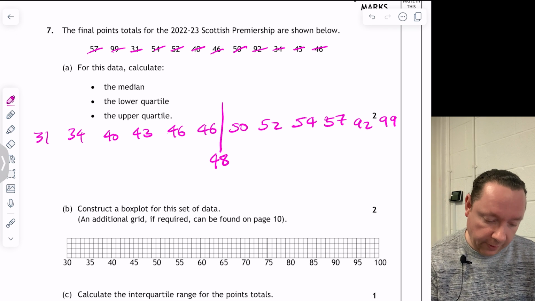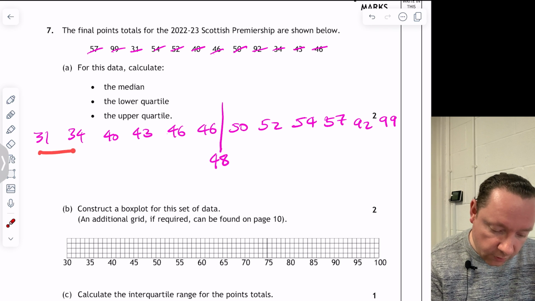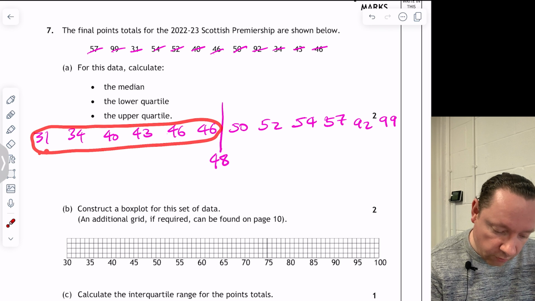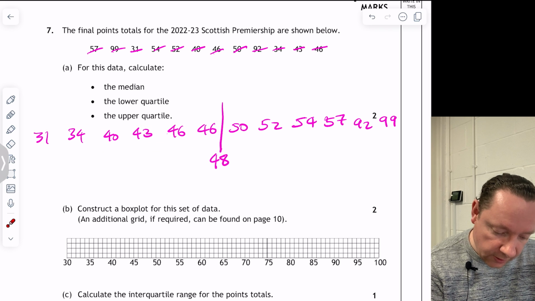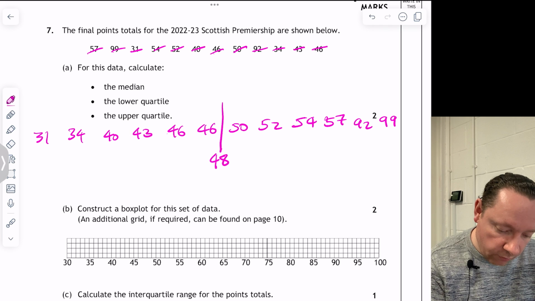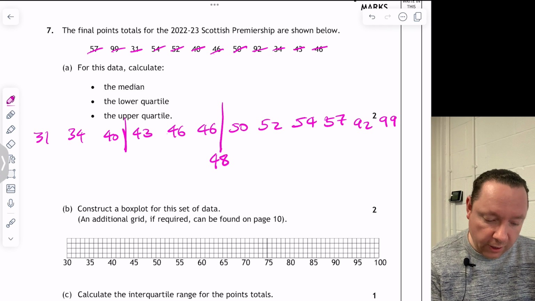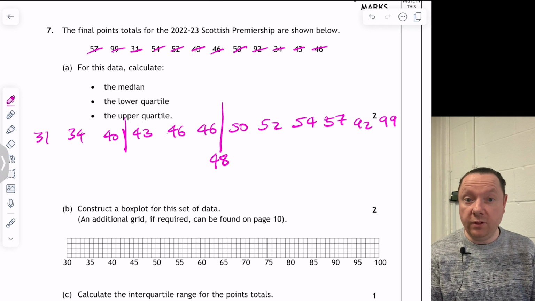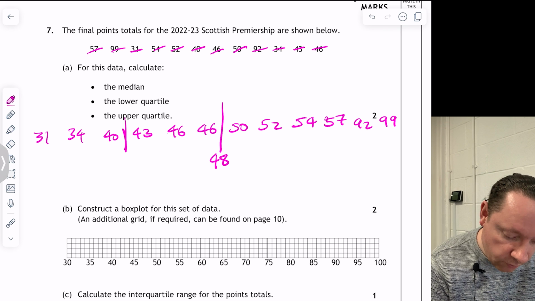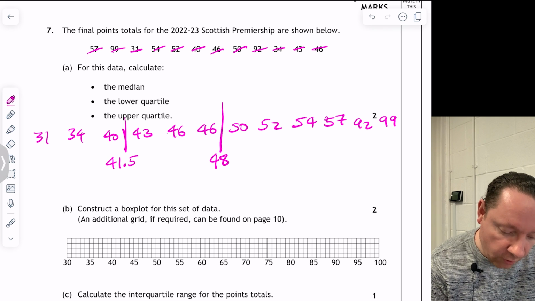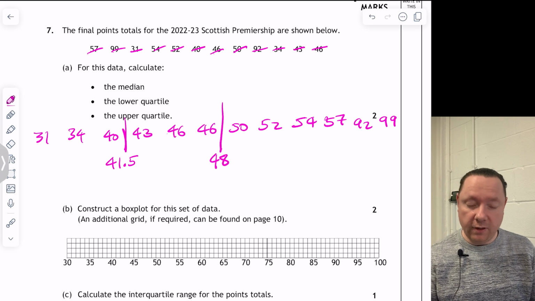If you don't know that, you can add them up and half them. And you'll get 48. And now your lower quartile is the lower up to the median. So the first half of these. So I've got 1, 2, 3, 4, 5, 6. So it's in the middle of there. So I've got in the middle of here, 40 up to 43 is 3. Half of that's 1.5. So 41.5 again. If you're not sure, do 40 plus 43 and divide by 2.